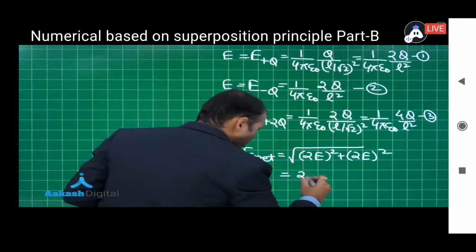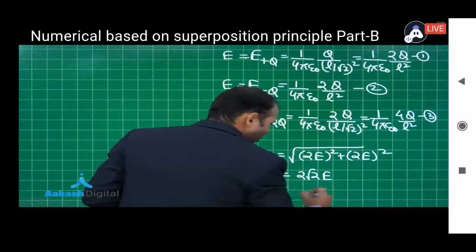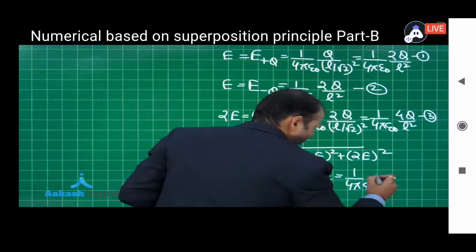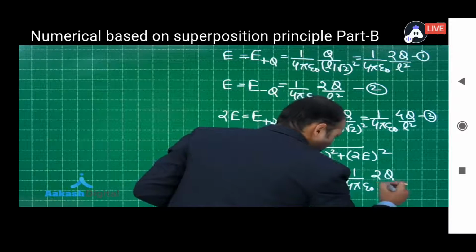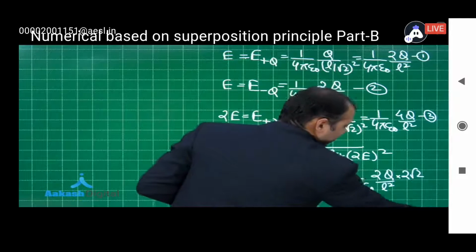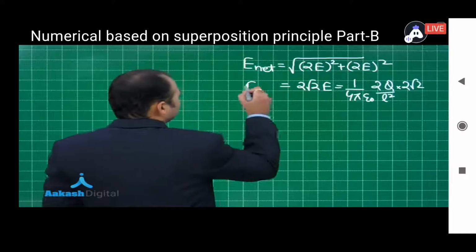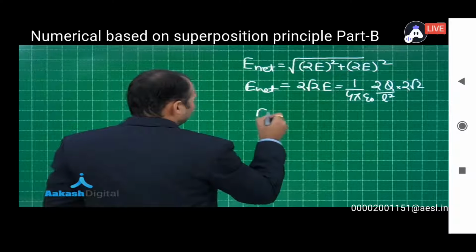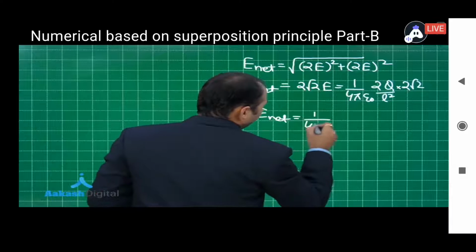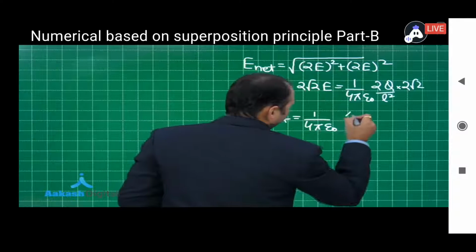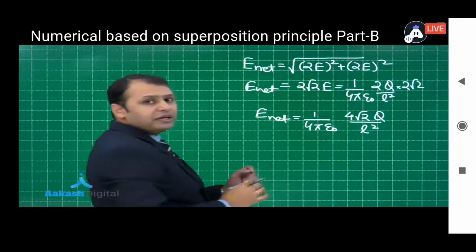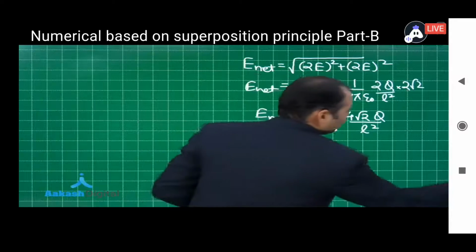That will give you 2 root 2e. Or I can write 1 upon 4 pi epsilon naught into 2q by L square into 2 root 2. This is the net electric field which I am talking about, and that would be equal to E net. This is 1 upon 4 pi epsilon naught 4 root 2q by L square, and which will be parallel to base. How can I say so?